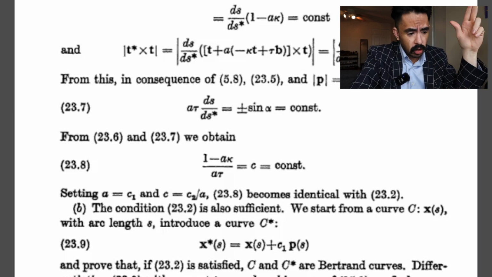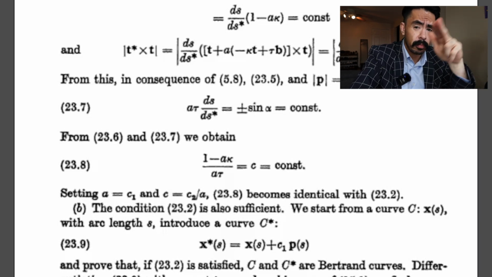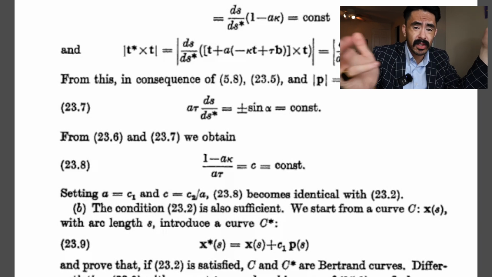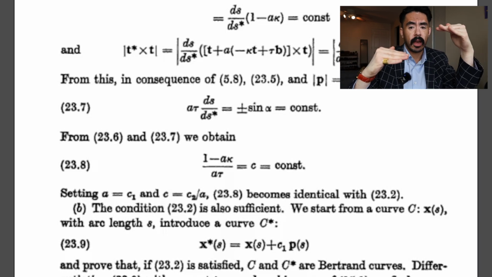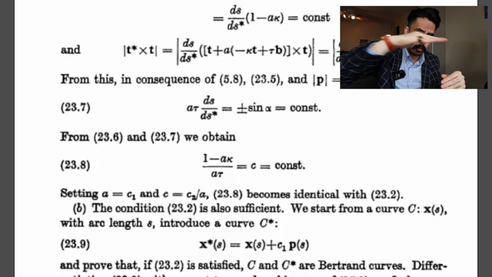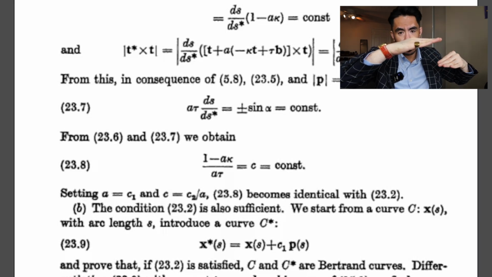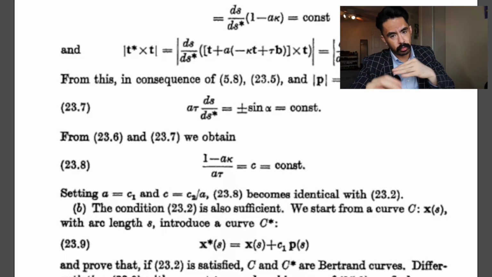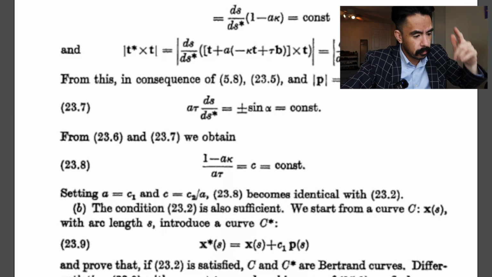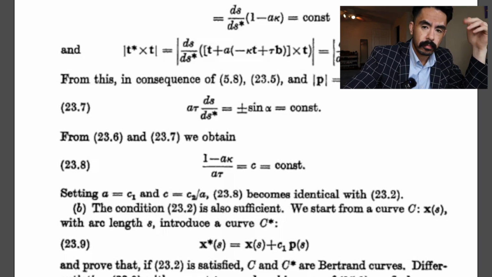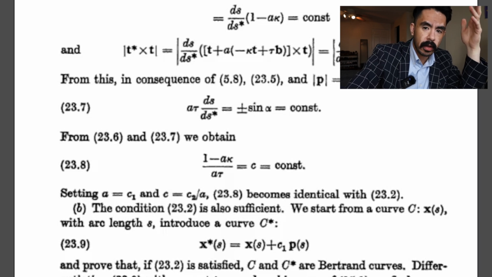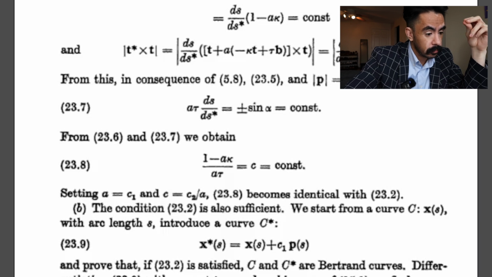Now, we are going to go to the second part of the proof, which is going in the reverse direction, because keep in mind, this is an if and only if theorem. So we have if implies this way, and then only if going in the other way. We're proving the opposite direction. Part B, here we go. The condition c1 times kappa plus c2 times tau equals 1 is also sufficient.